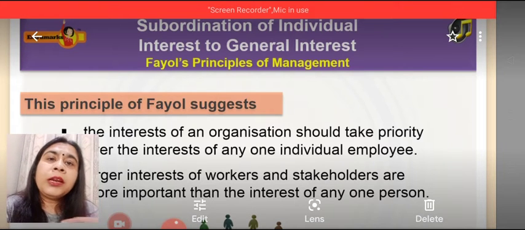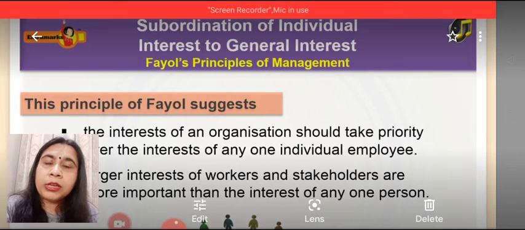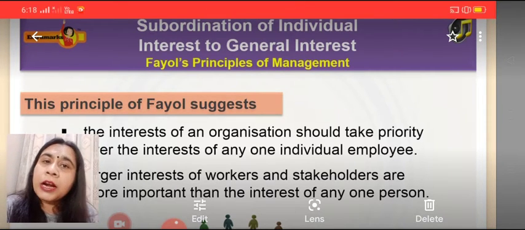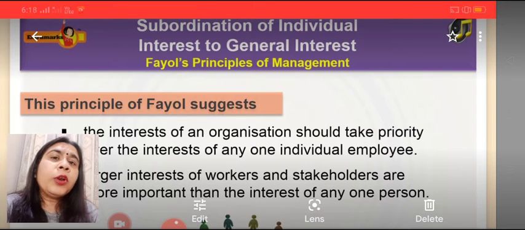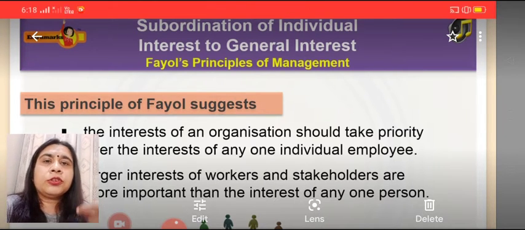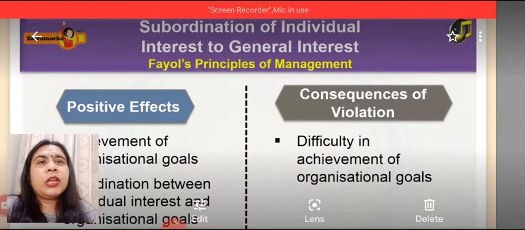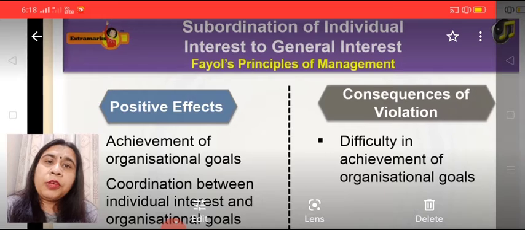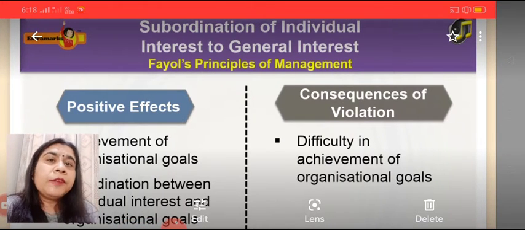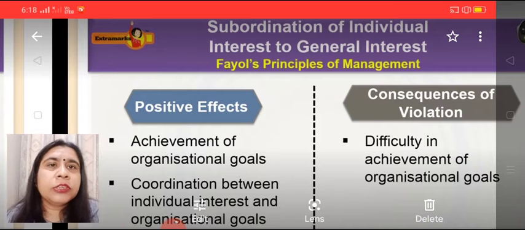Now, this is my individual interest, to give a job to such a person who is my friend without considering his qualities, without considering his talent. That should not happen. My own interest, a person's individual interest, should be subordinated, it should be sacrificed in comparison to the interest of an organization as a whole. What are the positive effects of this sacrifice, this subordination of personal interest over the organization's interest?